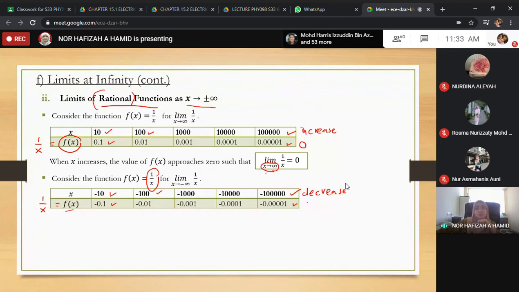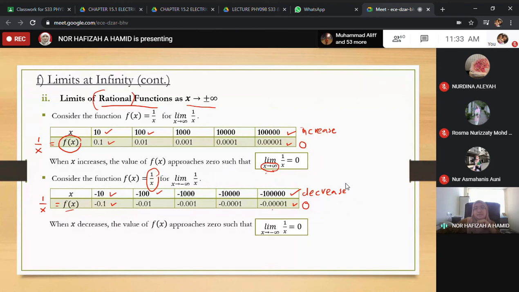Okay, so x approaches 0. So we can conclude as limit x approaches negative infinity, negative infinity means that x decreases, so 1 over x will approach 0. Okay, so yang ini dia bagi example function 1 over x, tapi dia still apply to another function.